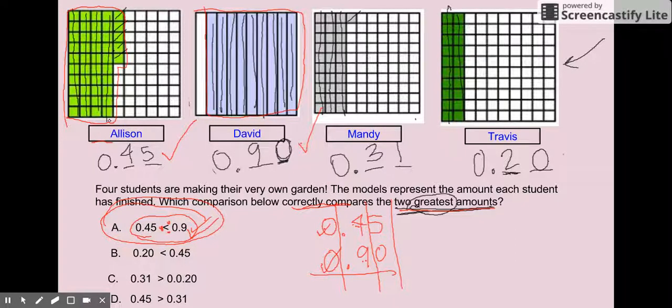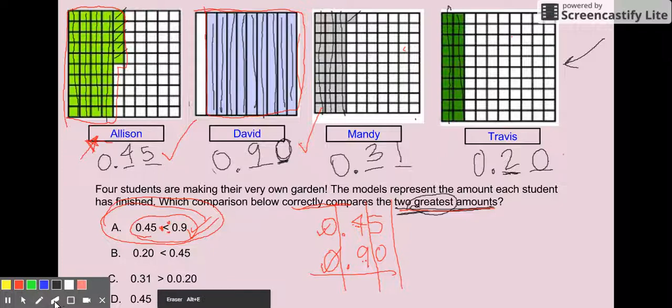That 45 hundredths, even though Allison had a big garden compared to these other guys, she wasn't as big as David's garden. She hadn't completed as much. David has almost finished his garden. He has 90 hundredths.